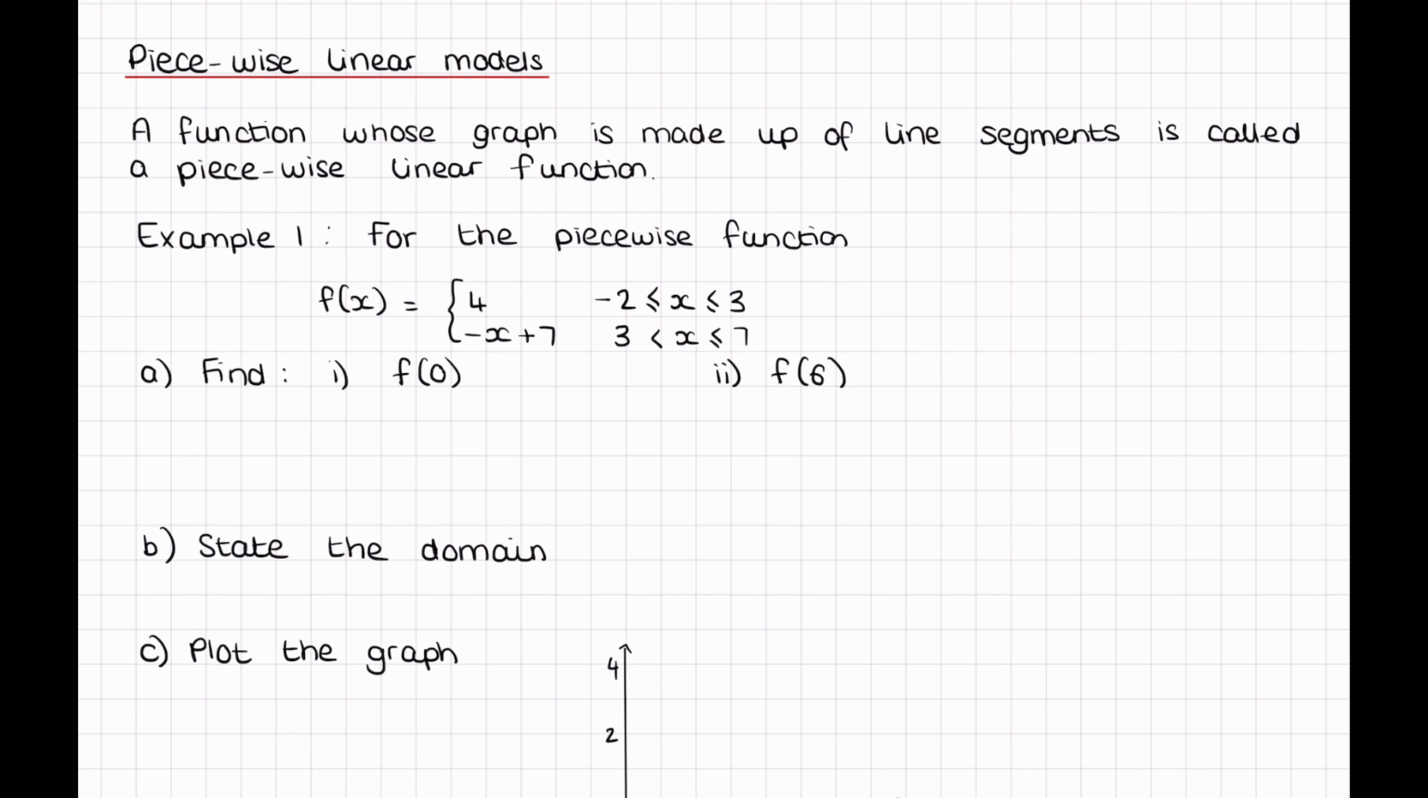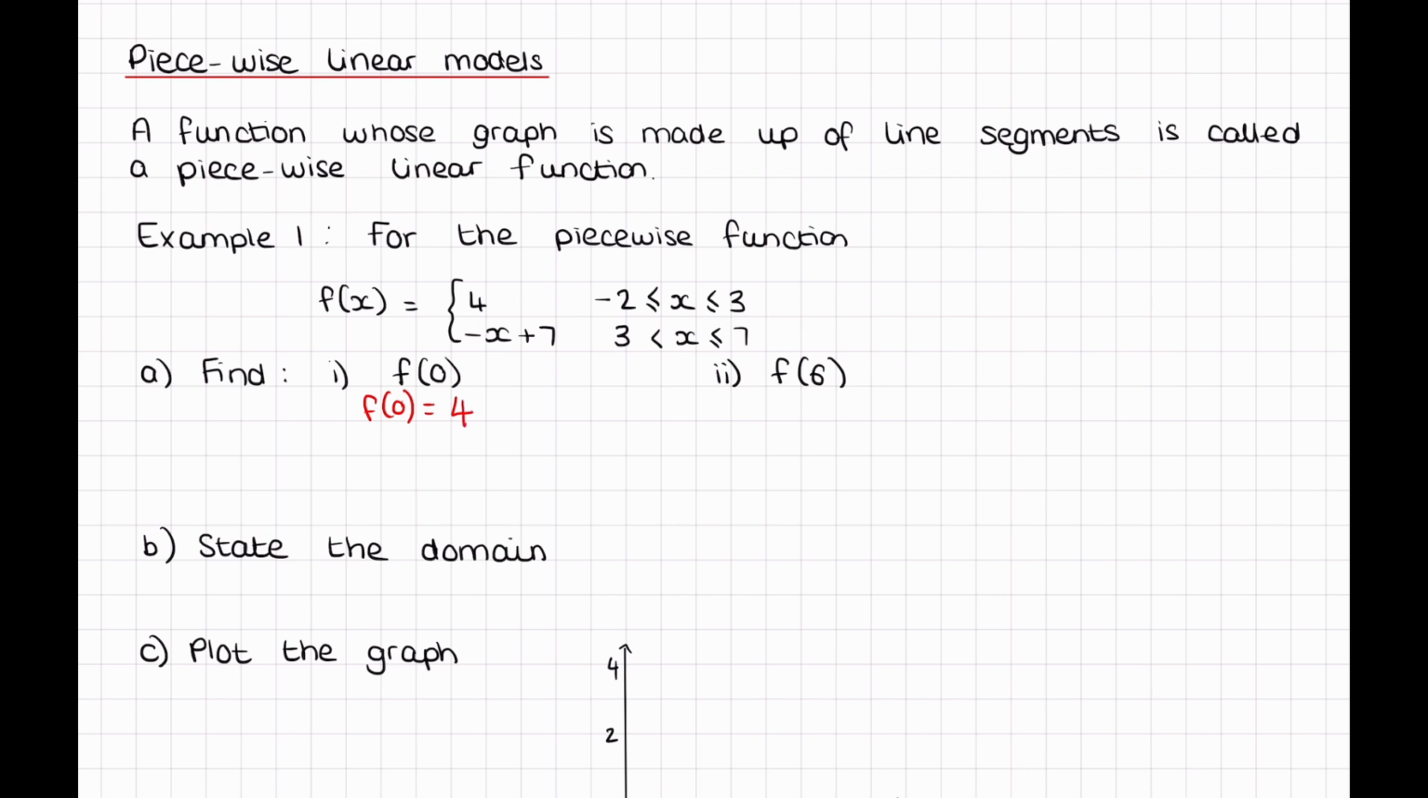Here we've got two. We've got the first function, which is 4, between the domain of -2 and 3. Then we have the next function, which is -x plus 7, between 3 and 7. And we want to find first f(0). So when we're looking at this, we want to find the function when x is 0. We look at this piecewise, and we want to see which one of these two domains 0 fits into. And it fits into the top one between -2 and 3. So then we want to put 0 into our equation, but here our equation just equals 4. So our function at 0 equals 4.